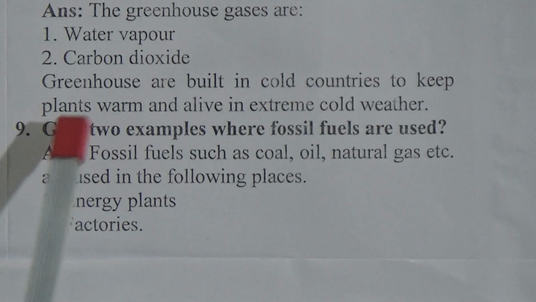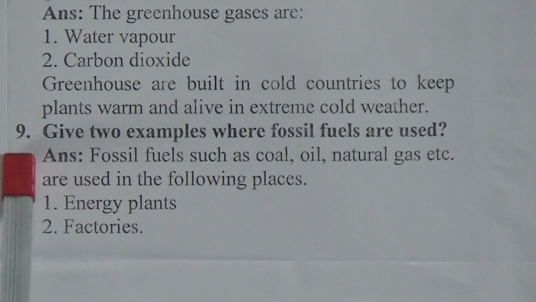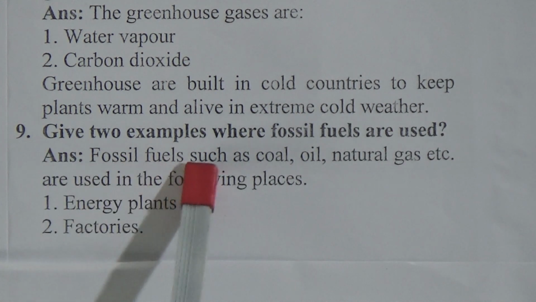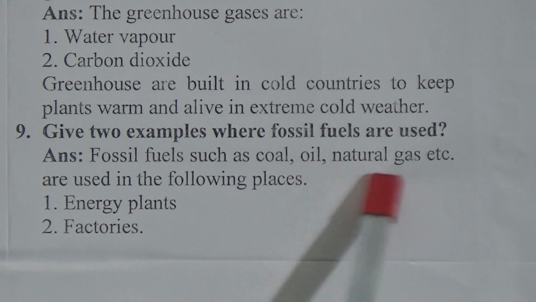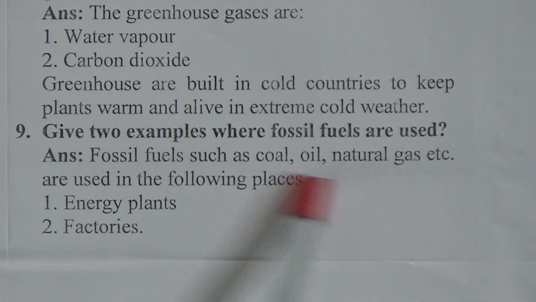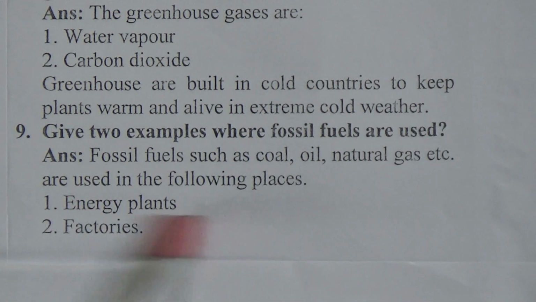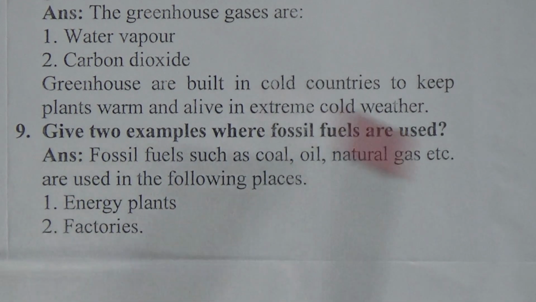Question number 9 is, give 2 examples where fossil fuels are used. The answer is, fossil fuels such as coal, oil, natural gas, etc. are used in the following places. First one is energy plants, second one is factories.